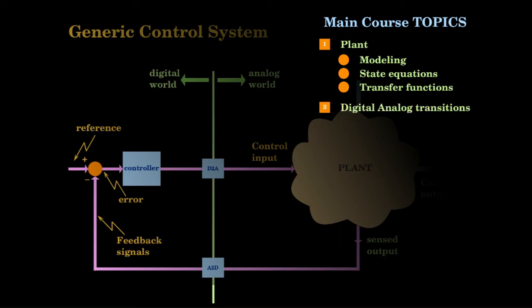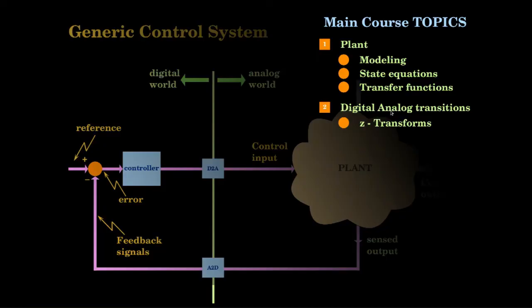And digital to analog transitions, this is an important part. Basically, back and forth, you should be able to go in and out of the different worlds. The model may exist in one particular domain, and we need to take it to the other domain, analog to digital, digital to analog. So these conversions and transformations, we should be able to understand, Z transforms being a part of it.